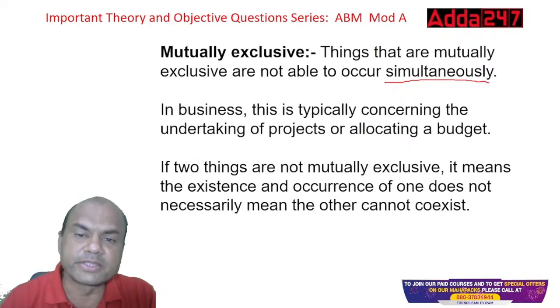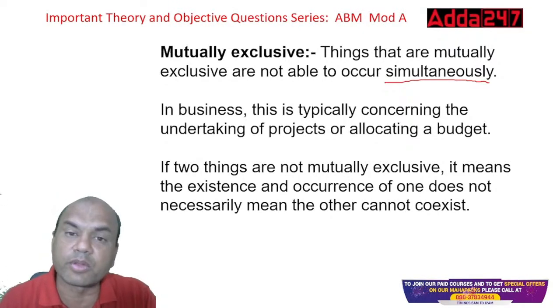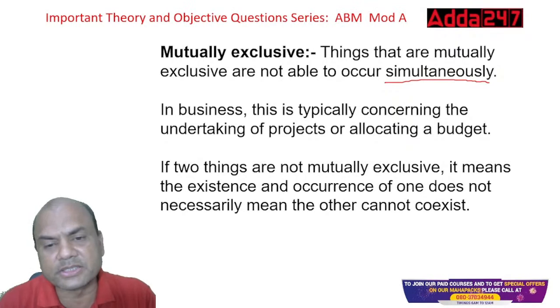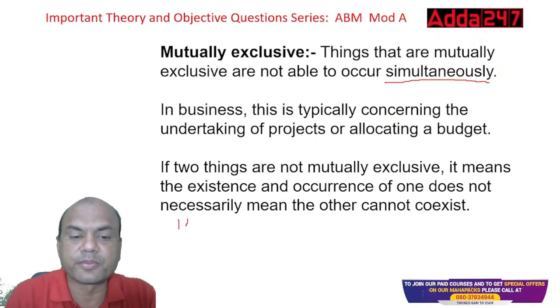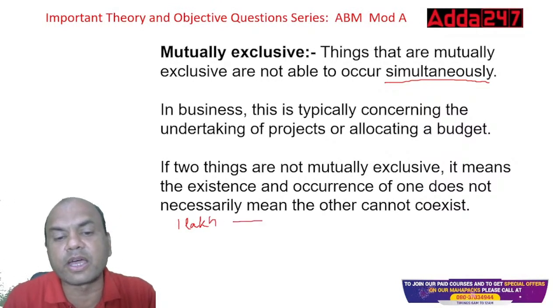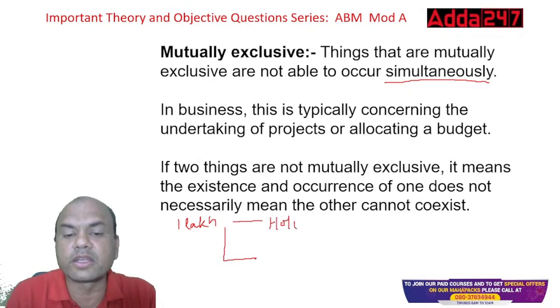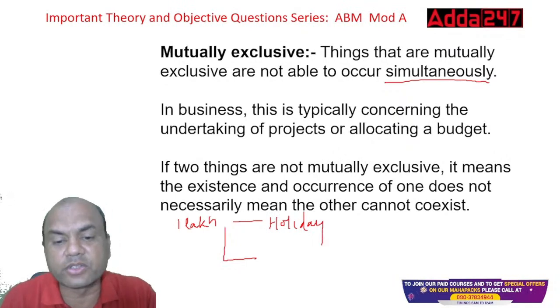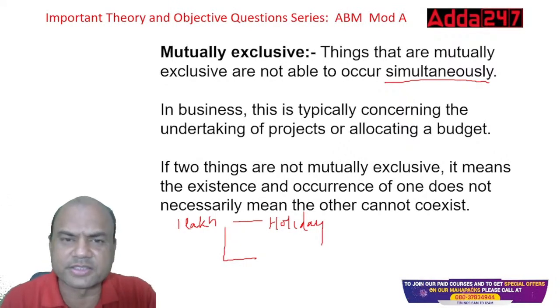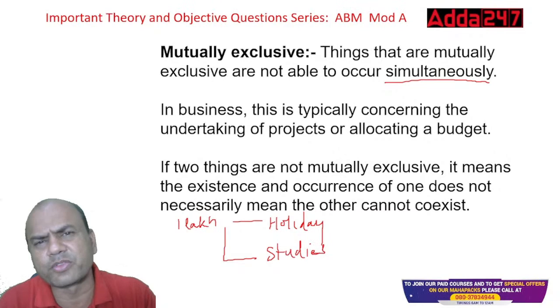In business, this is typically concerning the undertaking of projects or allocating the budget. Now, what do you mean by this? Suppose I ask you one question. If you have 1 lakh rupees, and you can give it to either of two projects. One is a holiday, you want to go on a holiday. Or second is your studies. Somewhere you might have to go for studies and you require that 1 lakh rupees as fees or anything.